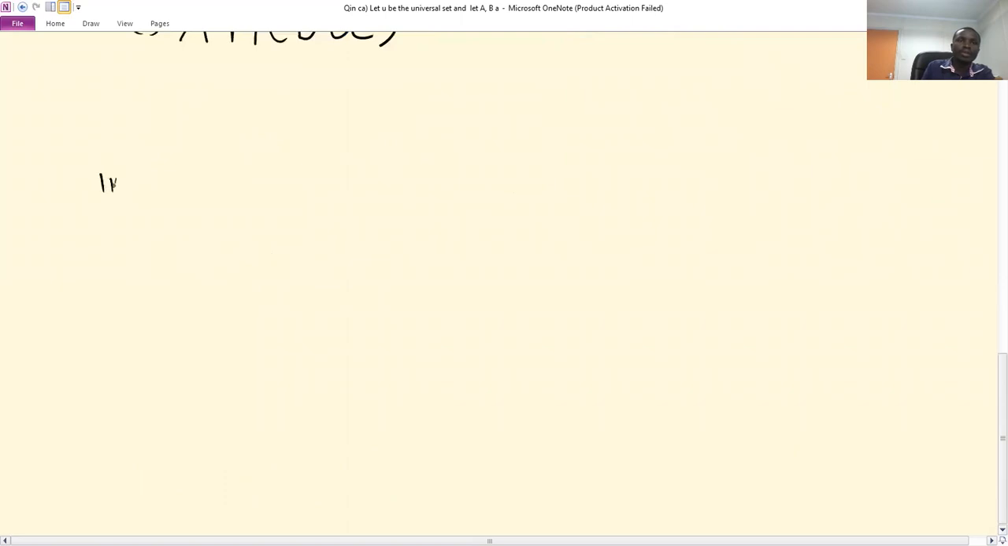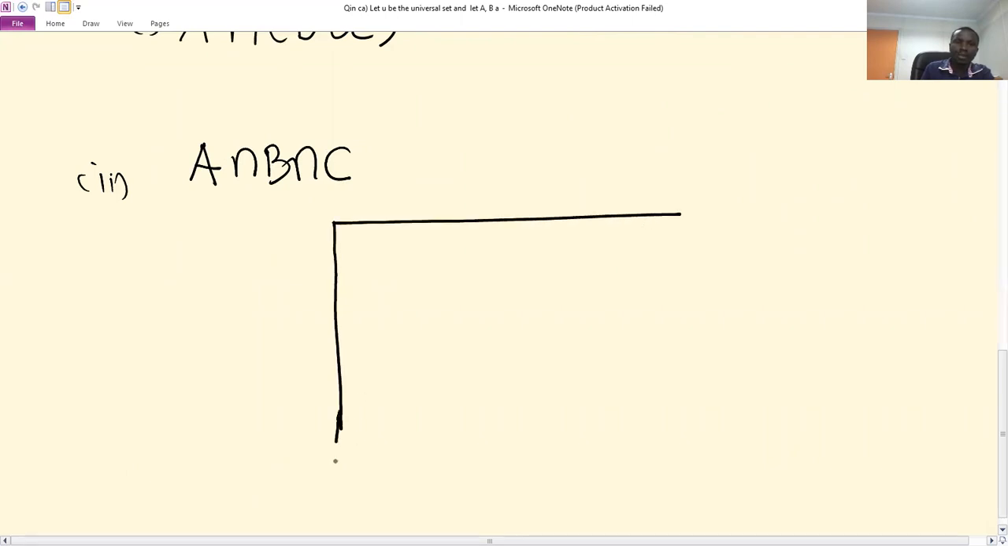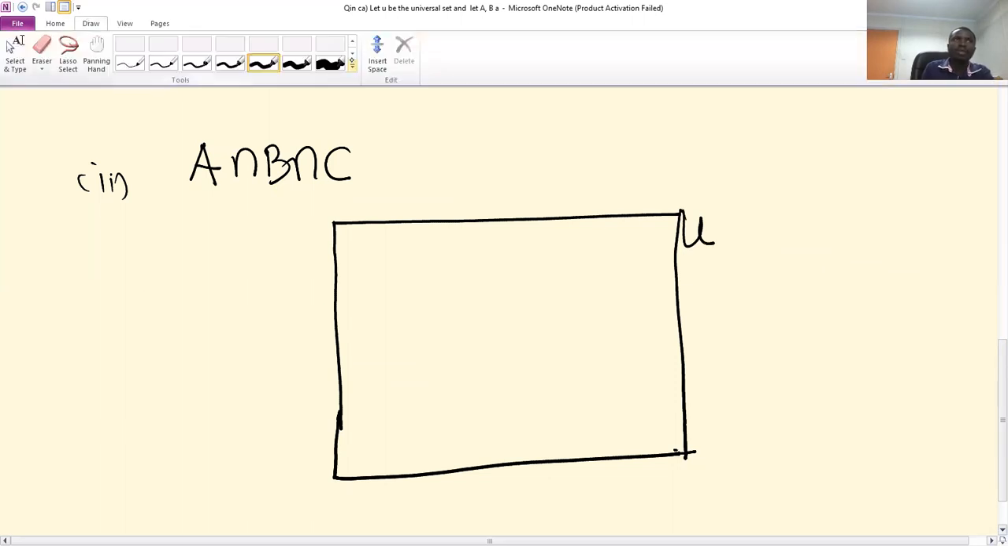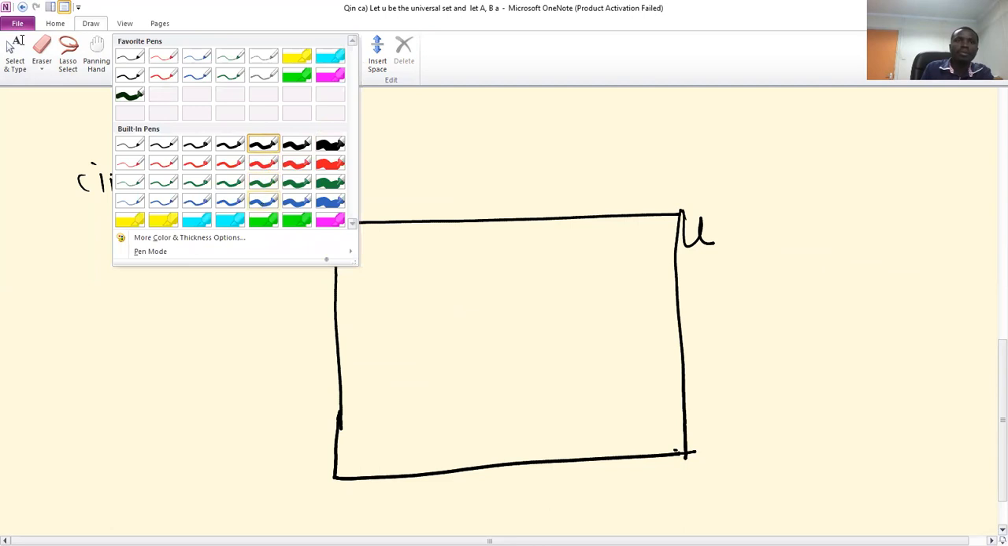And then Roman 2, A intersect B intersect C. You must show the universal set because the question specifies that all three sets A, B, and C are within the universal set U. So you must show the universal set. If the question didn't specify the existence of a universal set, and it was just to show the region, then you are allowed to use either case. But once the universal set is specified in the problem, you must show it.